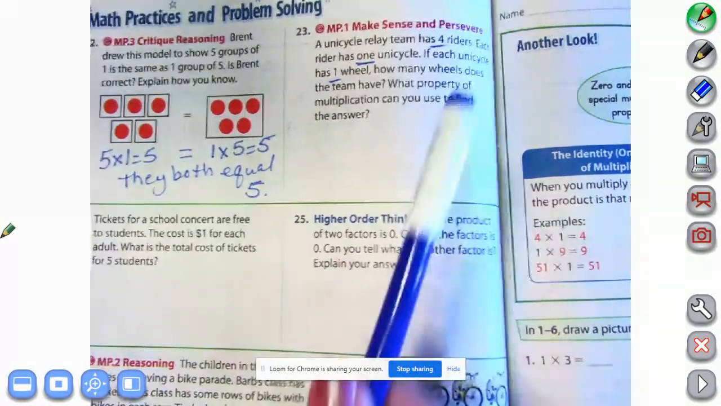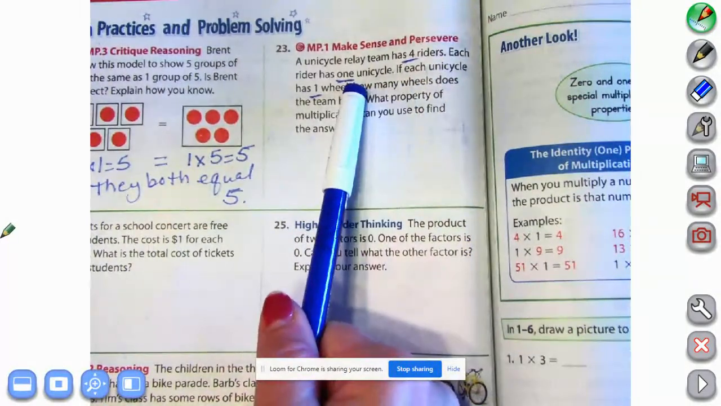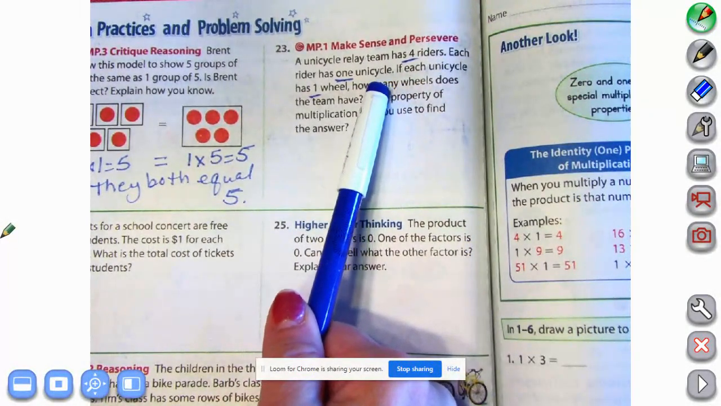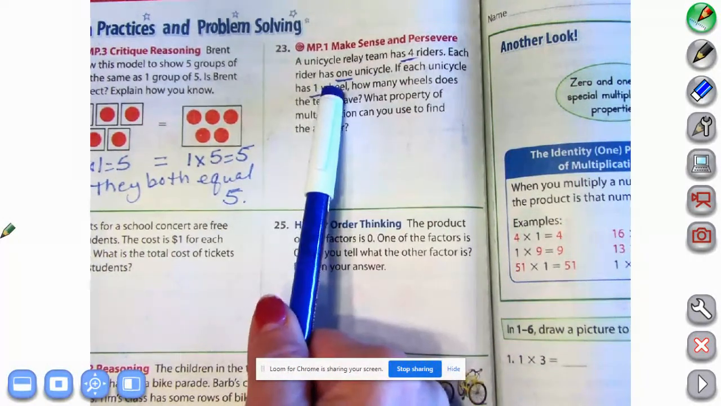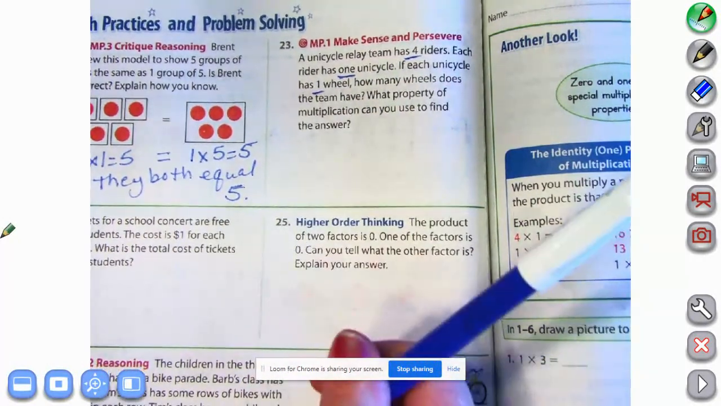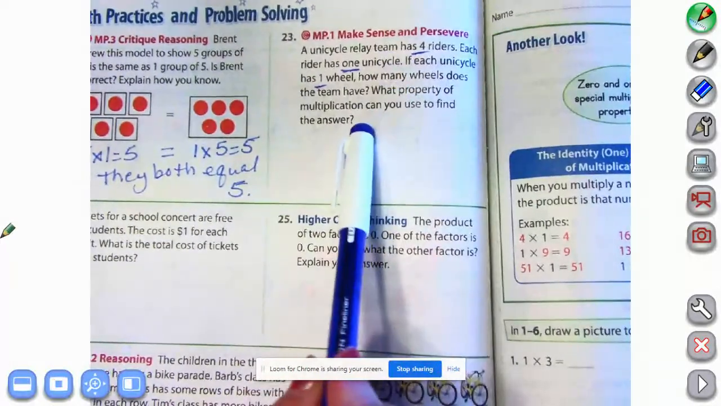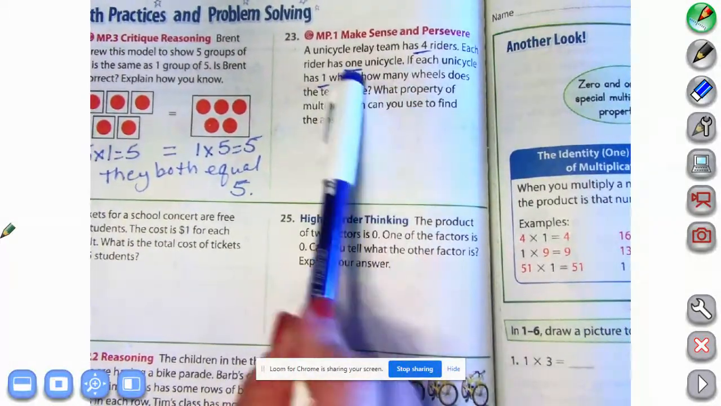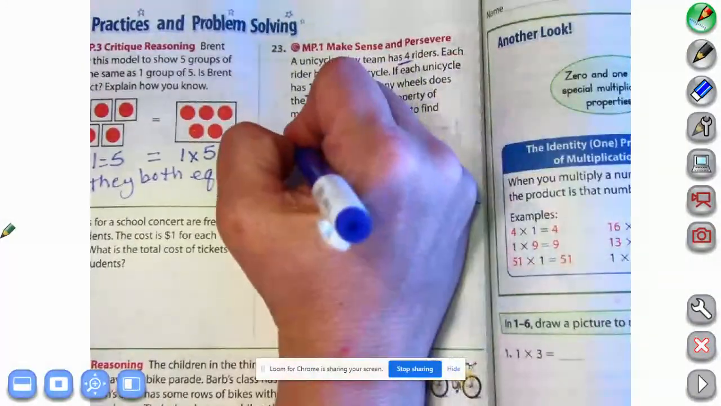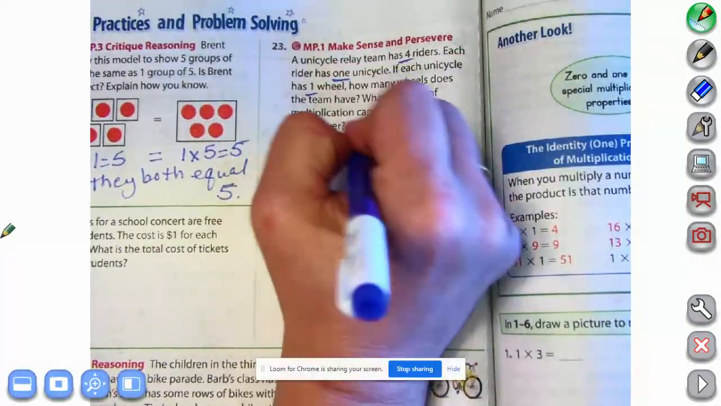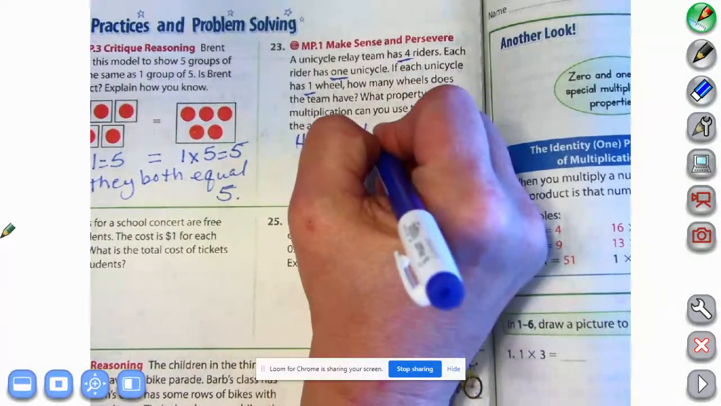Okay, so we have 4 people, and they're riding a unicycle. A unicycle has 1 wheel. They each have 1 unicycle. One of those has 1 wheel. And now it says, how many wheels does the team have, if each unicycle has 1 wheel? We've got 4 groups of 1 wheel will equal 4 wheels.